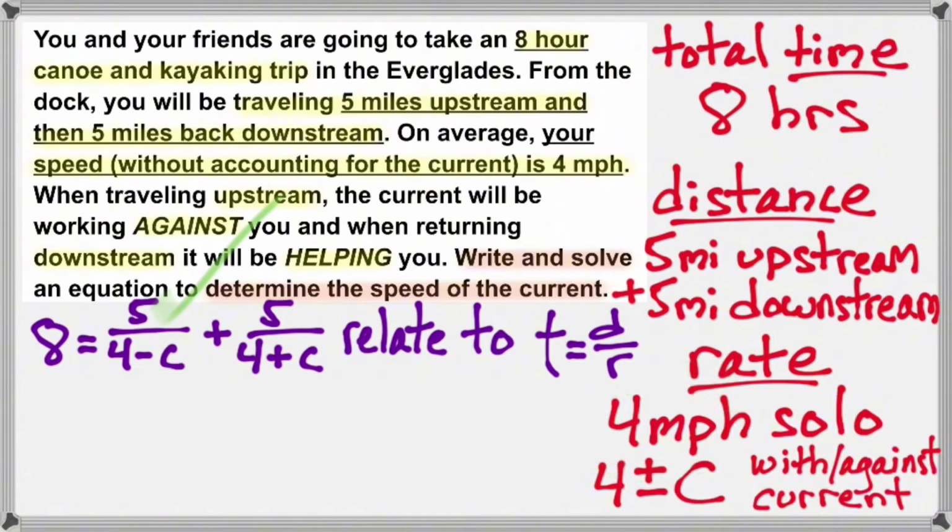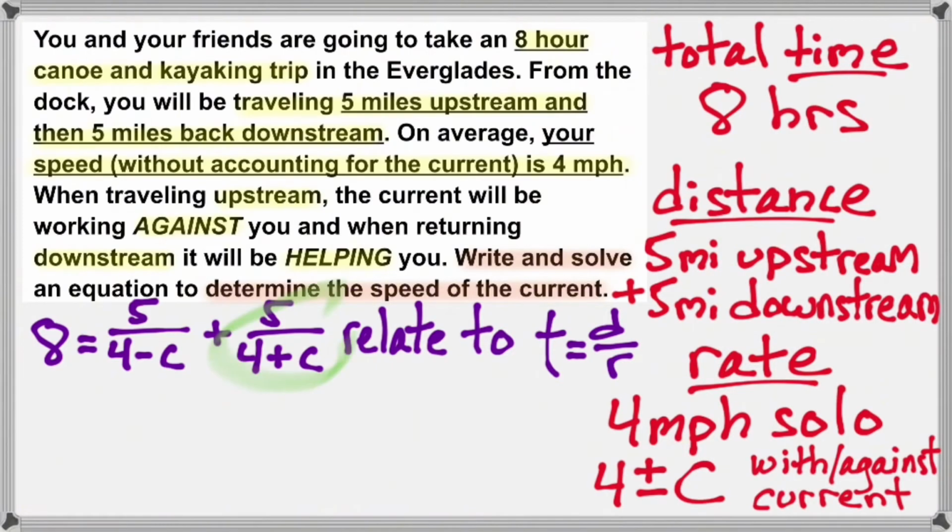We don't know the speed of the current. That's what we're trying to solve for. We don't know how much the current is slowing you down and speeding you up. The current is a constant thing. It's either helping you or hurting you. It's the speed of the water without you doing anything.